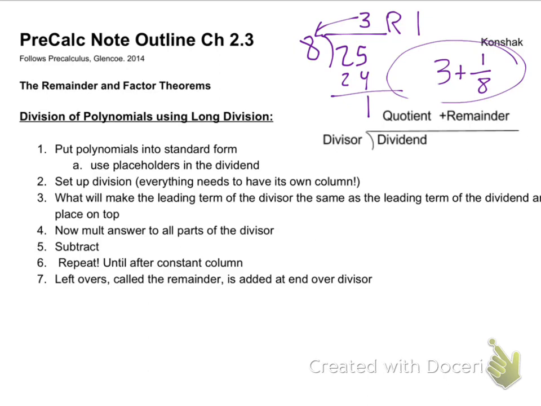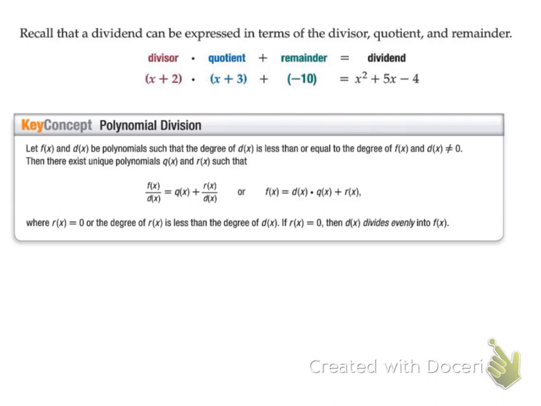Anything that's left over is called a remainder, and you place it at the end, divided by what you're dividing by. Those are the steps. This slide here, the only thing, guys, that I really want you to look at is just this part right there.